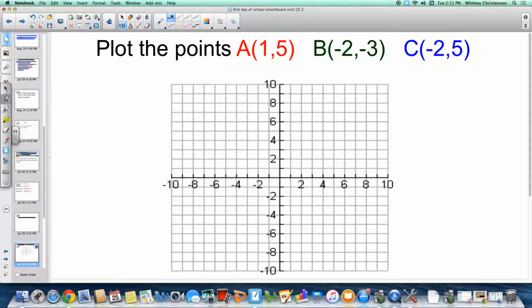So the first thing I want to say, guys, is points are in the form x, y. So I'm going to look at point A. I have 1, 5, so this is x, y. I'm going to go on to point B. This is x, this is y. Does everybody understand that points are in the form x, y? Yeah? Okay, awesome. So now we can just go through and plot the points.